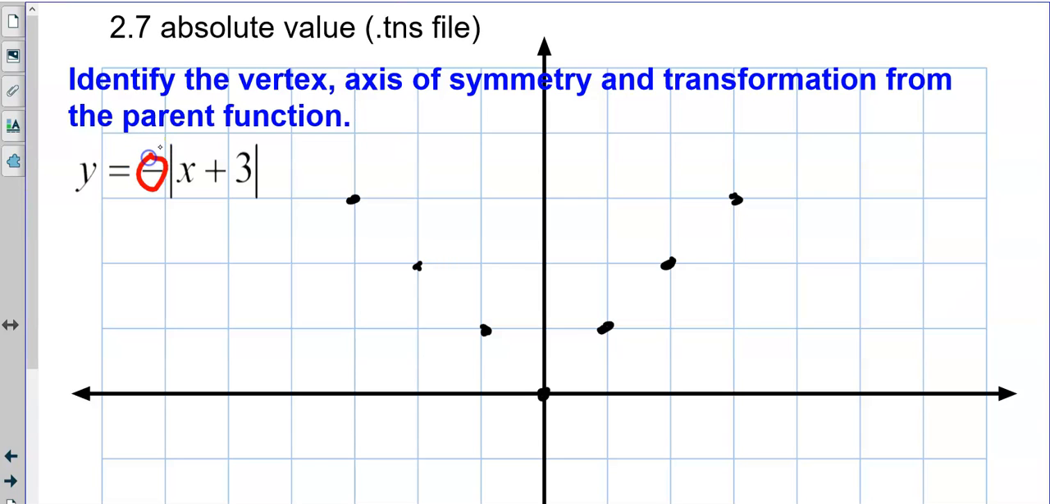So first, let's do the negative. I like to go left to right. As I do these, they're called transformations of the graph. It's going to move it in some ways. In this case, the negative reflects over the x-axis.